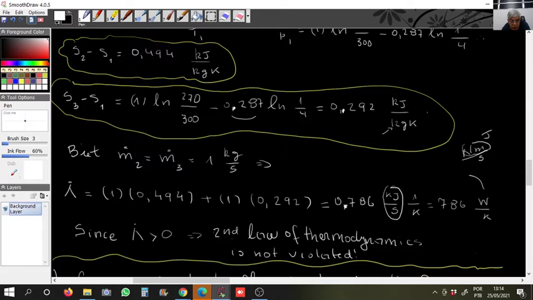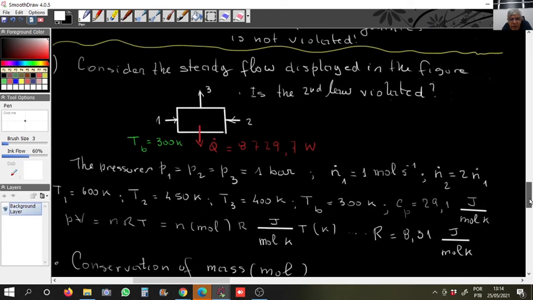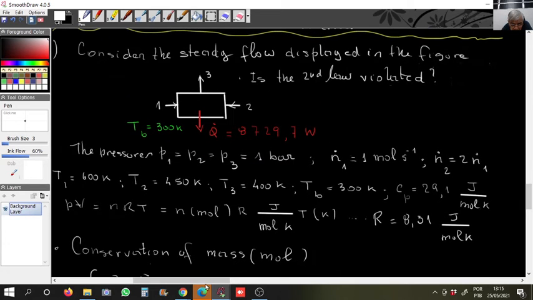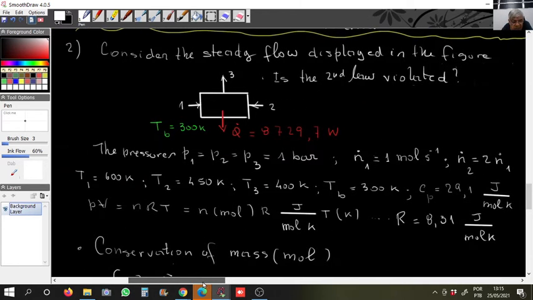since the entropy generation is greater than 0, as you can see here, this implies that the second law of thermodynamics is not violated. Now, there is no doubt following these procedures. They are based on the last class, the last video. Now let's use the second one to solve the problem here. I'll bring it here.